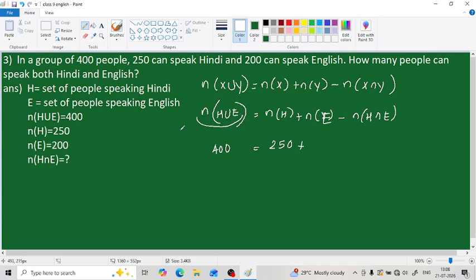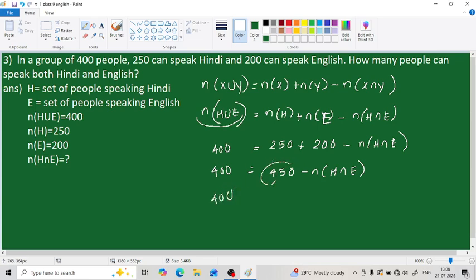N of E is 200 minus, we don't know this answer, so either we can write N of H intersection E, or you can give letters like A, B and so on. Here I am writing N of H intersection E itself. So 400 equals, when adding this we get 450 minus N of H intersection E. From here onwards we can solve it in two ways.